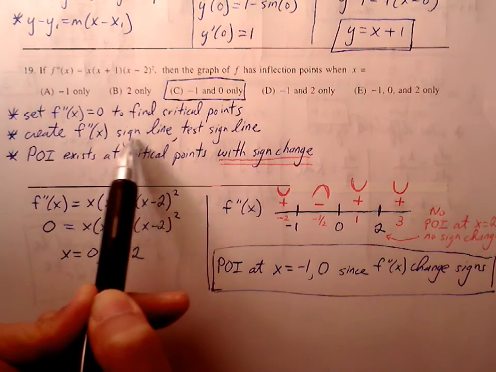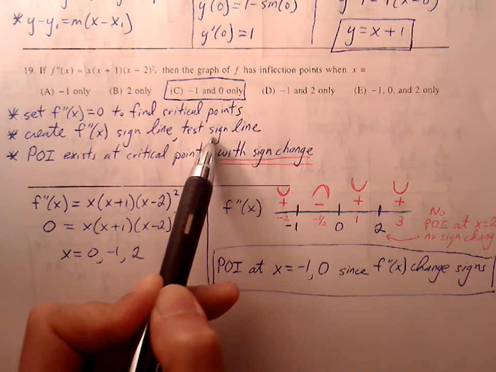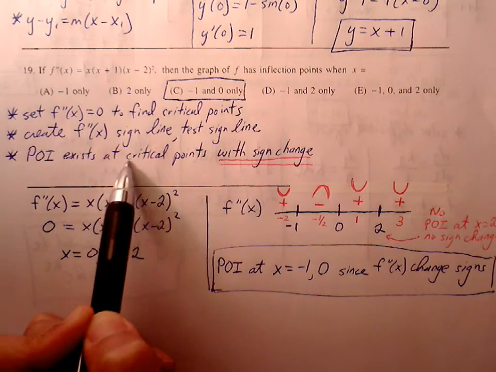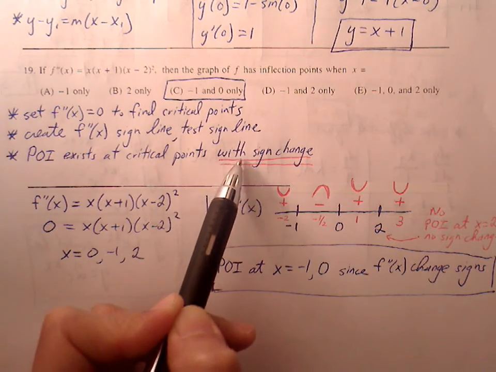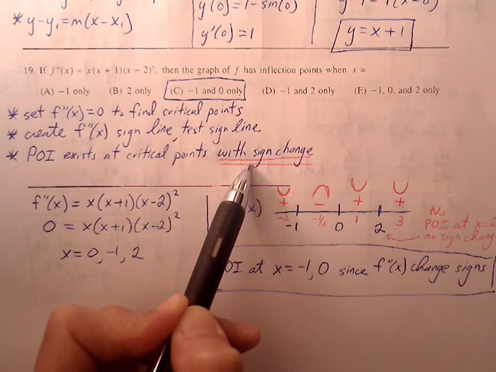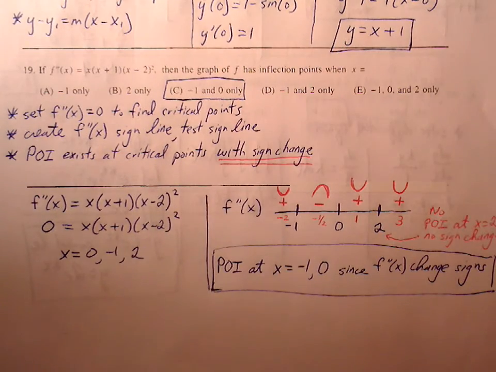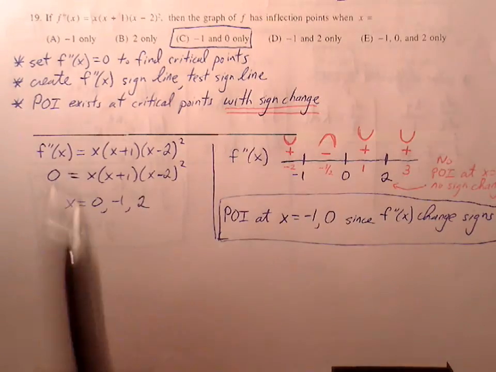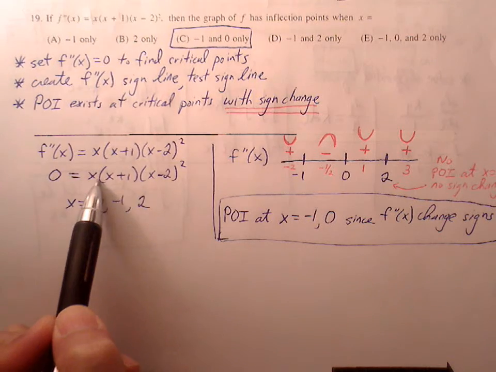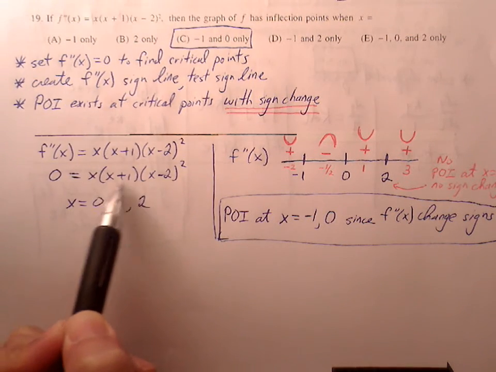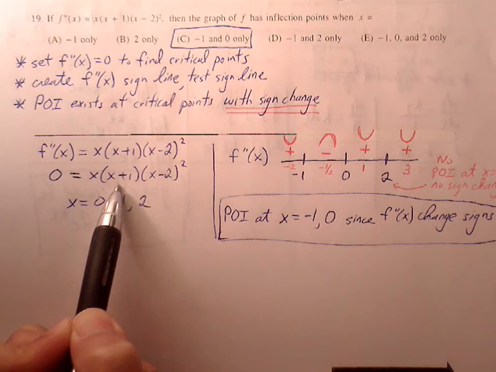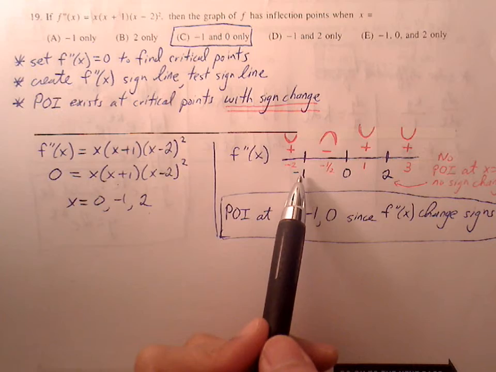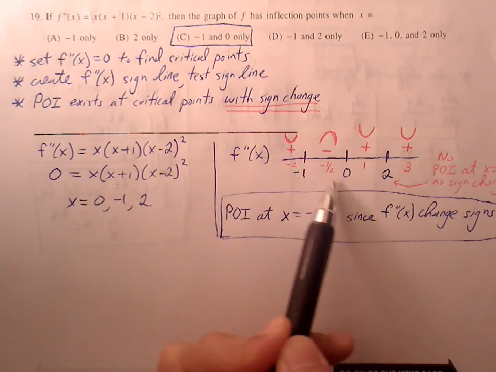So we're going to create an f double prime sign line, and then we're going to test intervals in each of the regions. A point of inflection is going to exist at a critical point if it has a sign change on either side of that x value. So we take our second derivative function and set it equal to 0 to find our critical points. The nice thing is that these are all in factored form, so we can set each part equal to 0. We get x equals 0, x equals negative 1, and x equals 2. We populate our second derivative sign line with negative 1, 0, and 2.